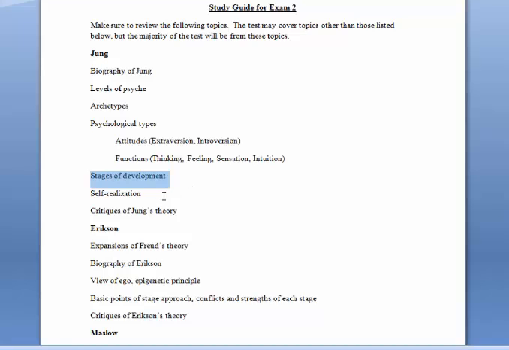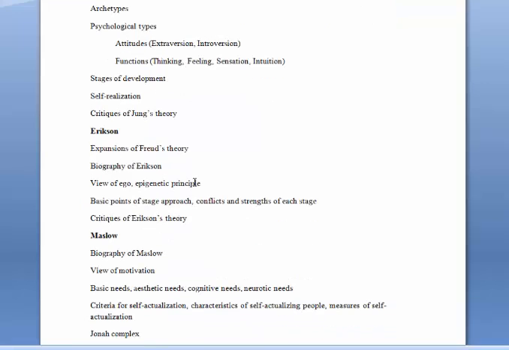Good. So Jung, like many of the theorists in the second section of the course, had a concept for this kind of ideal psychological functioning, which of course all of our theorists are going to agree that not everyone reaches. So take a look at that.